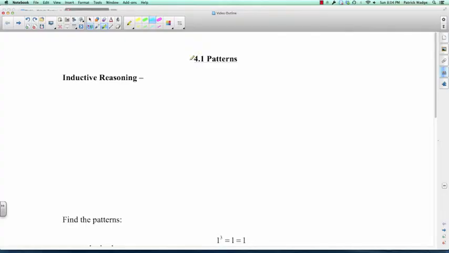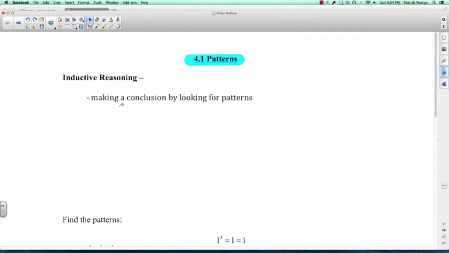Section 4.1 is called patterns, and that's what we're going to be doing in this chapter. We're going to be looking for patterns. We're going to be using inductive reasoning. Inductive reasoning is when you make a conclusion by looking for patterns. It's very important to note that with inductive reasoning, the conclusion you make may be true or it may not be true. So let me give you an example.